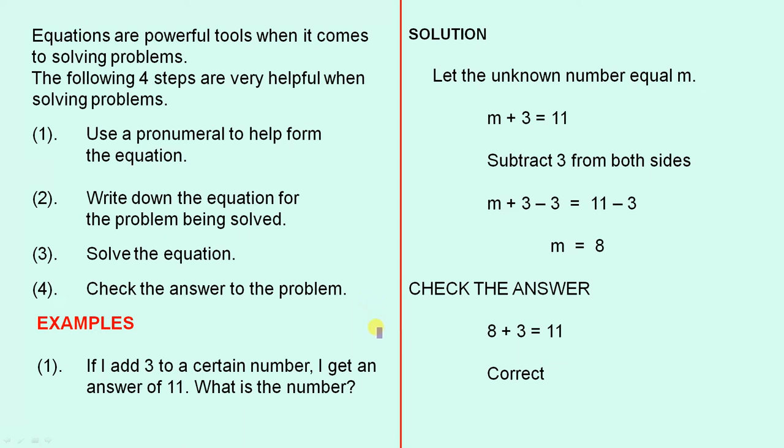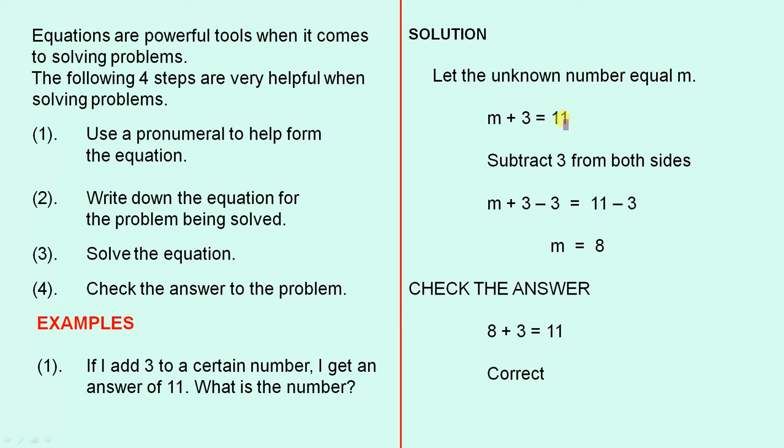Example 1. If I add 3 to a certain number, I get an answer of 11. What is the number? So here's our solution. The first rule says, use a pronumeral to help form the equation. So let the unknown number equal m. So that's the first step. The second step says, write down the equation for the problem being solved. The problem says if I add 3 to a certain number, I get an answer of 11. So there's the certain number, I add 3 to it, and I get an answer of 11.